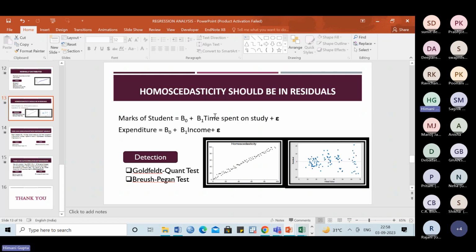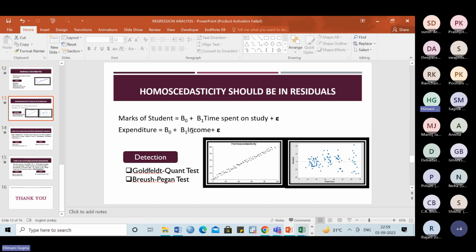And if time increases but marks don't increase, it can also happen. A student sits the whole day in front of the books, but still marks are not getting better. So more and more time he is spending, but marks are not increasing. So that means heteroscedasticity, a difference is there. You are spending 2 hours, marks are increased by 10% only. If you are considering that a 10% increase in time should be a 10% increase in your marks, but that is not happening.